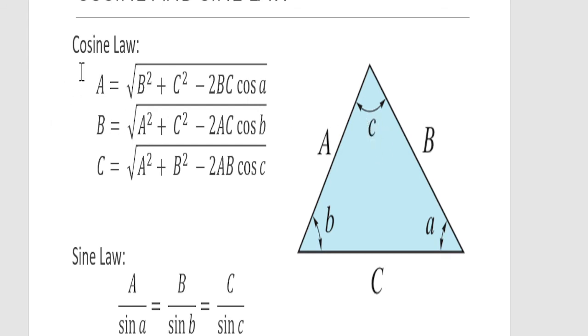And the cosine law you can use usually if the values of two sides are given and the angle opposite to the missing side, the side with the missing value. You can use this formula. So the cosine law is a equals the root of b square plus c square minus 2bc cos a. So basically you can just memorize this part.